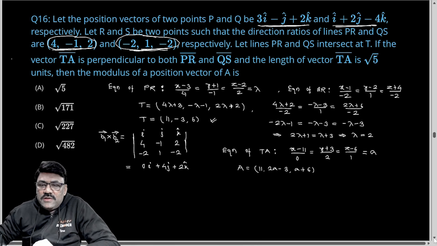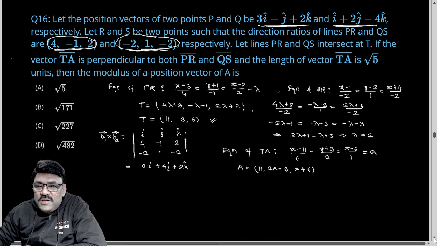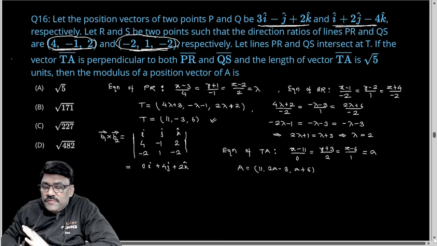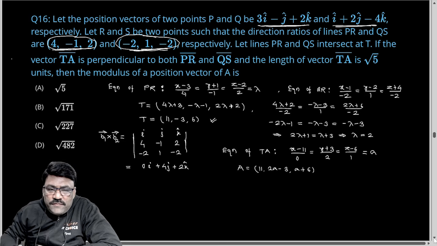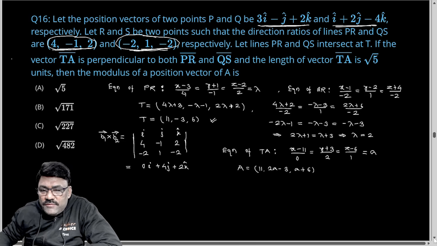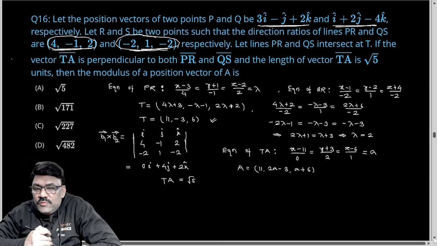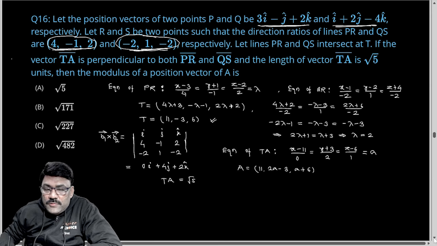Now they have given that the length of the TA vector is root 5. So let's find the TA vector. If I use the distance formula, they have given that TA length is root 5. So let's apply the distance formula here between T and A.